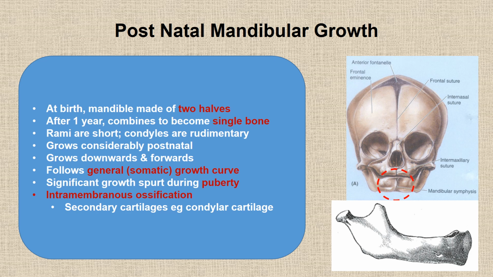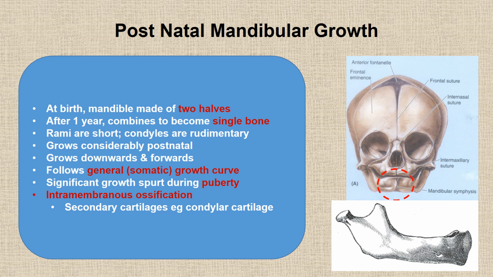Now, let's have a look at postnatal mandibular growth. At birth, the mandible is made of two halves. After 1 year of age, the two halves combine to become a single mandibular bone. Now, in the infant mandible, the rami are short and the condyles are rudimentary, but there's considerable growth postnatally, and the mandible grows downwards and forwards.